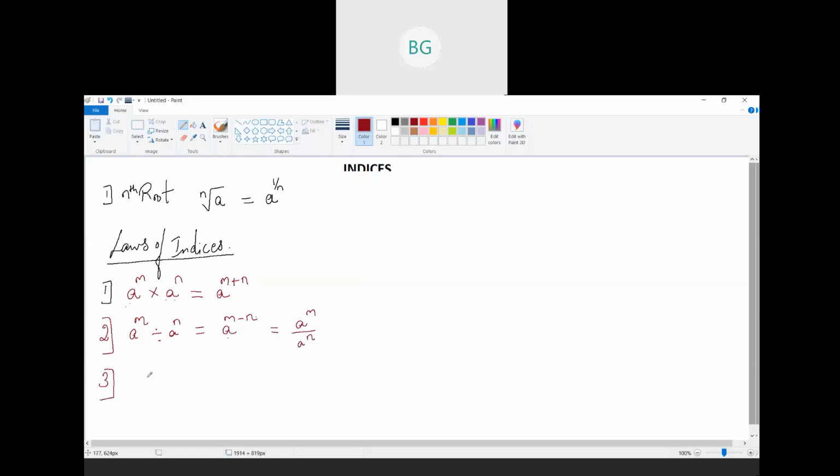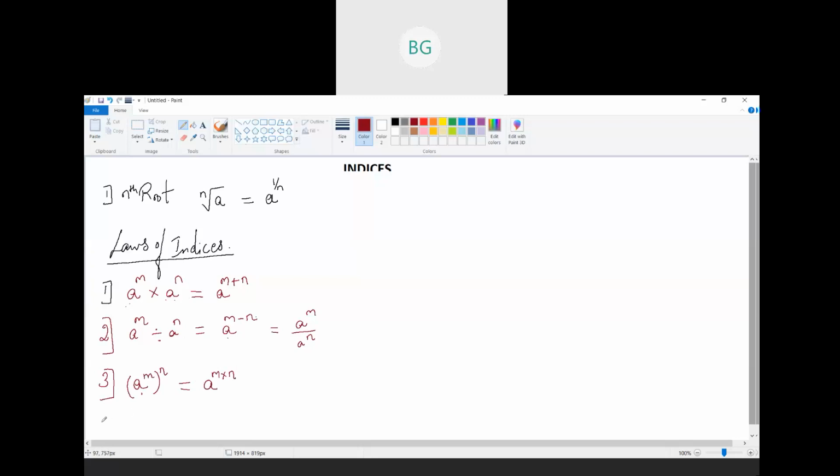We saw what happens when we have two exponents with the same base. Now what if we have a single base but two powers? For example, a raised to m, to the power n. There is a single base but two powers. In such a case we multiply the powers, so it becomes a raised to m into n.